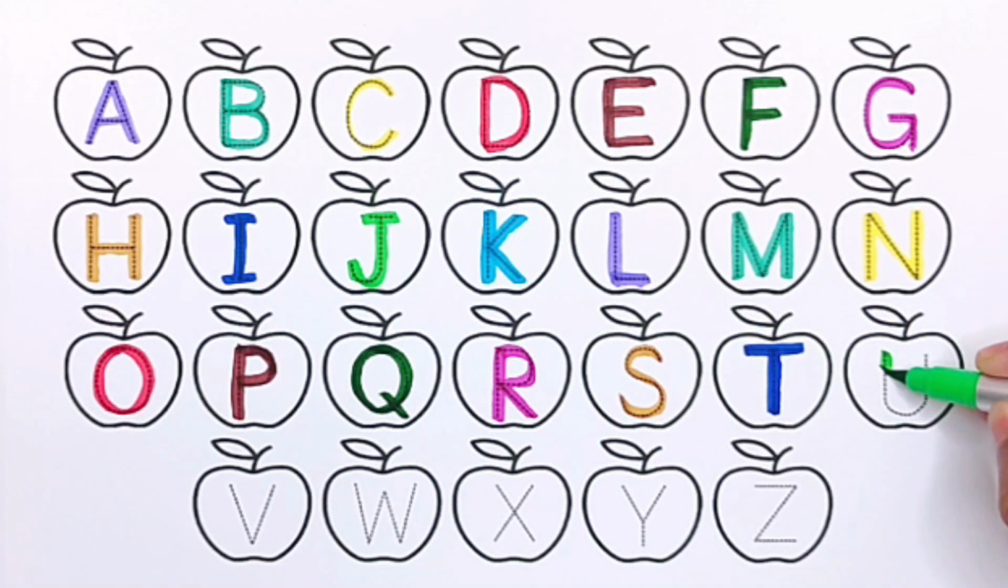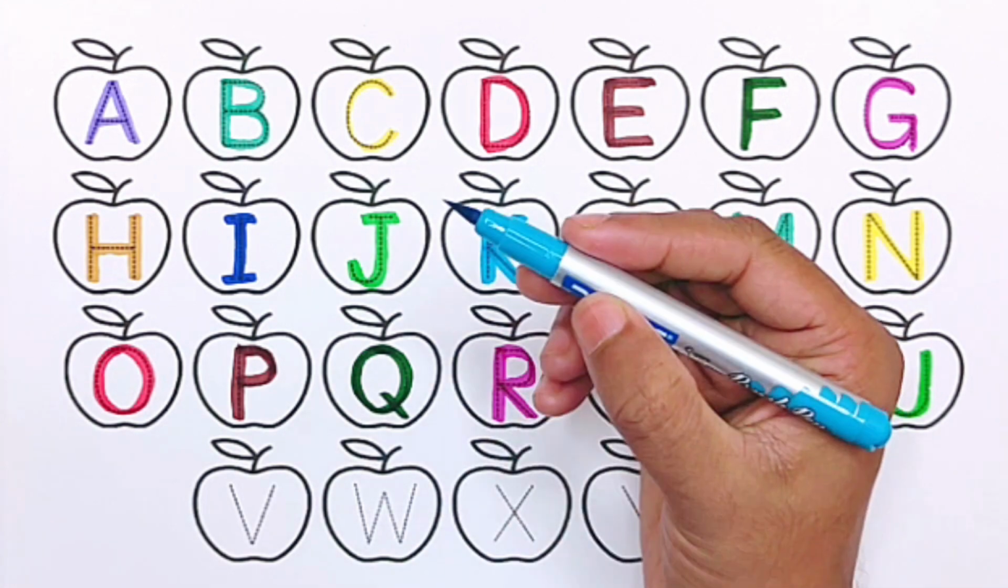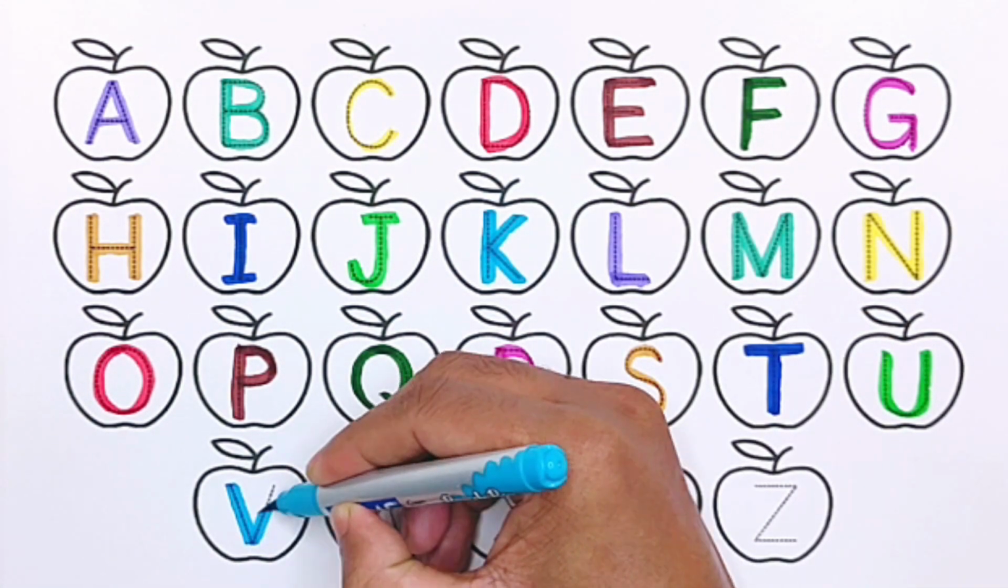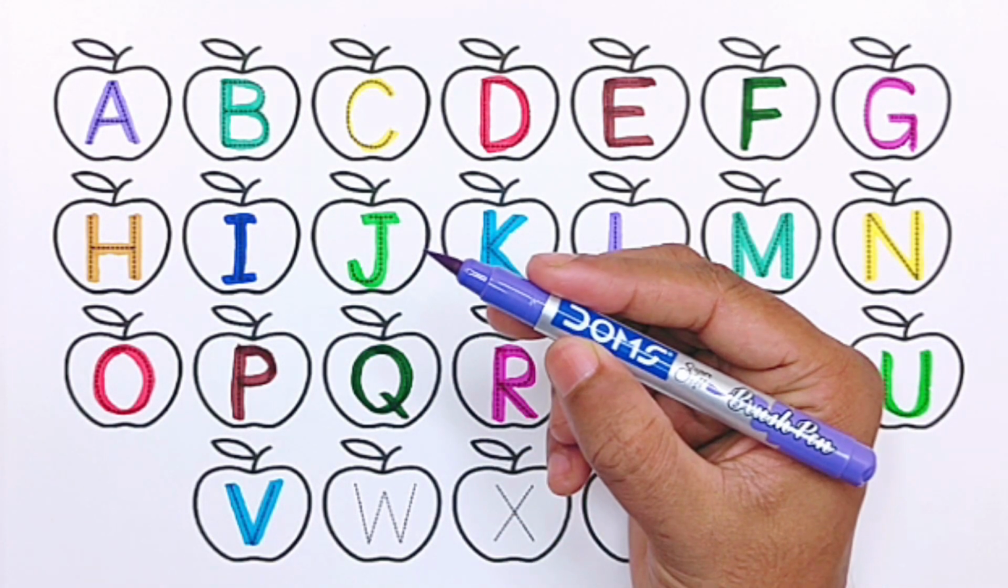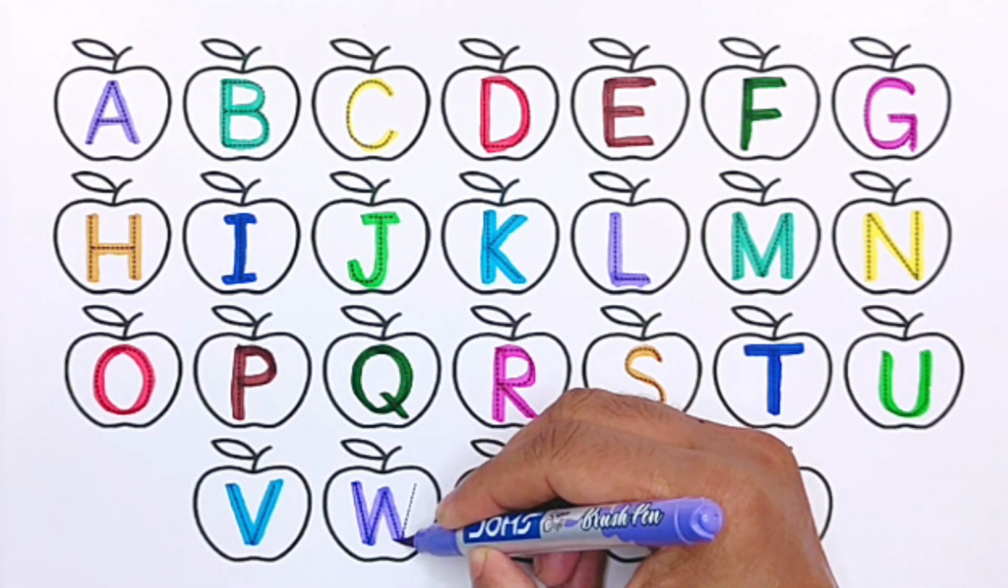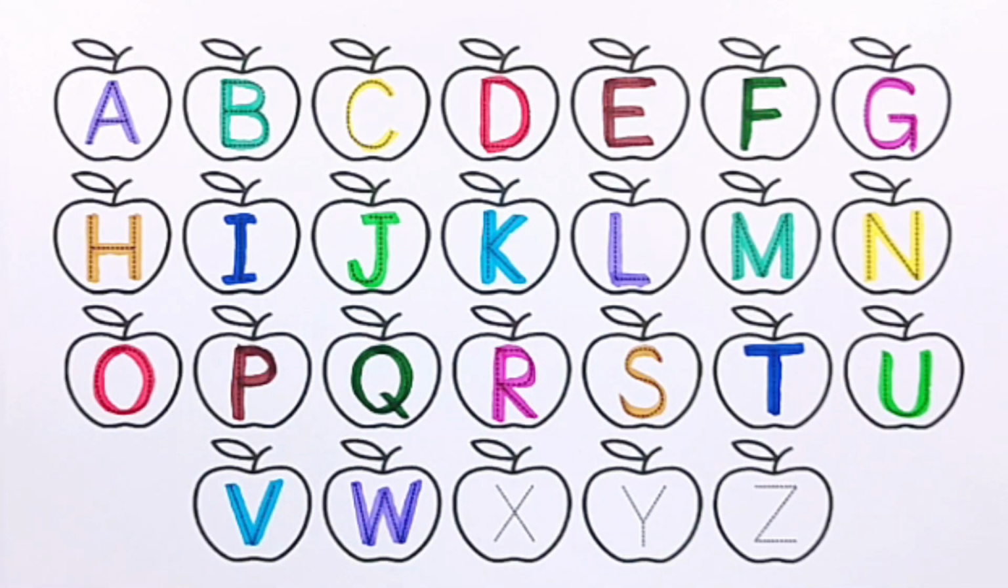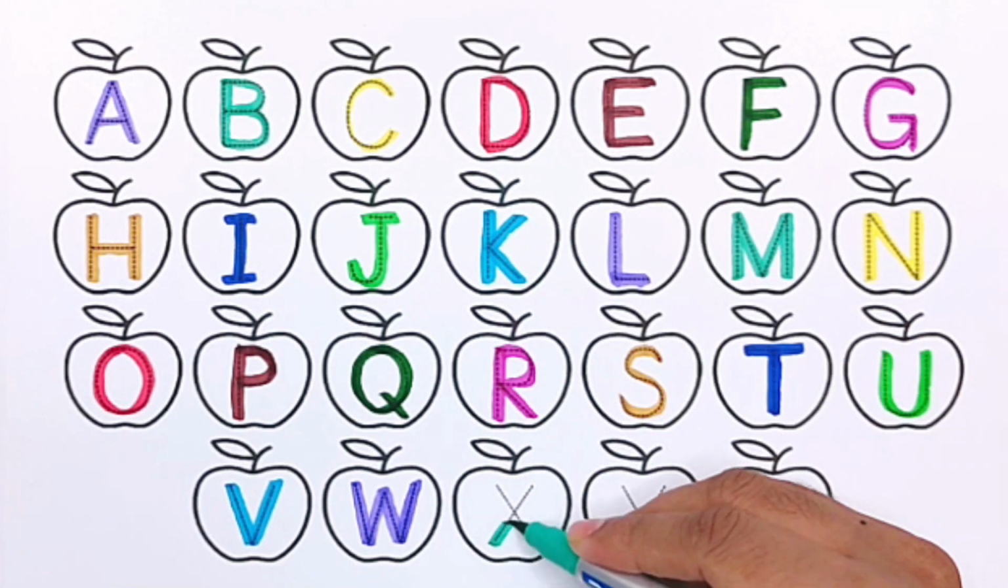Light green color. U for umpire. Sky blue color. V for village. Purple color. W for wall. Green color.